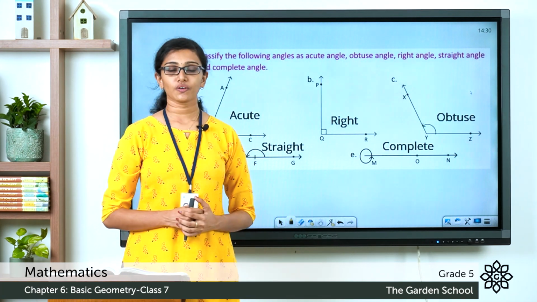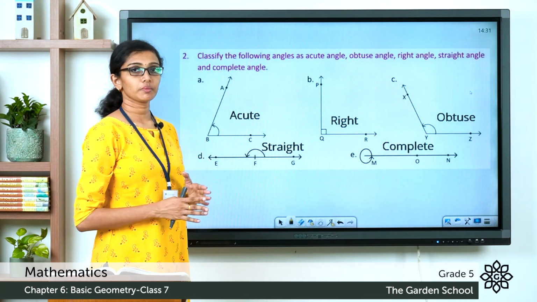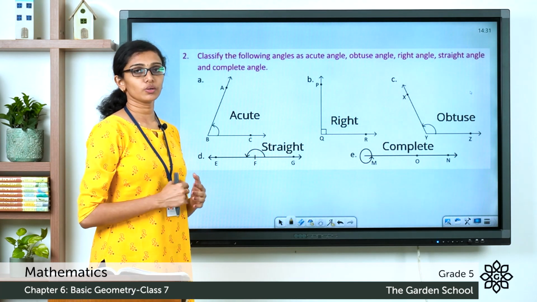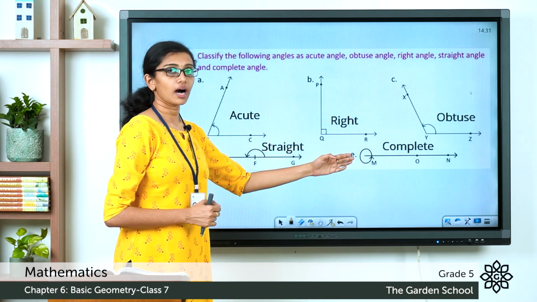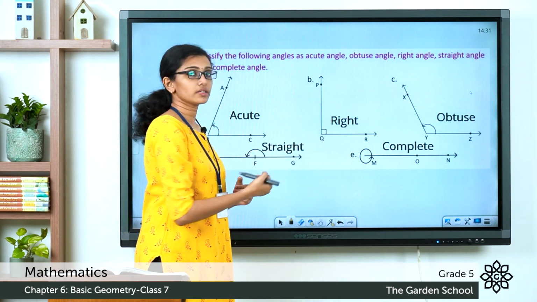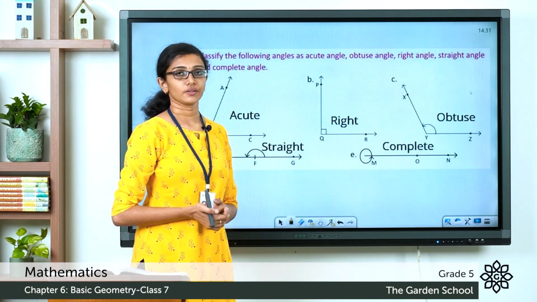Now let's see each of the angles. The first angle, see the measurement is less than 90 degree. Hence it is an acute angle. The second one, angle PQR or RQP. See the angle is shown there as a right angle. So this is a right angle.